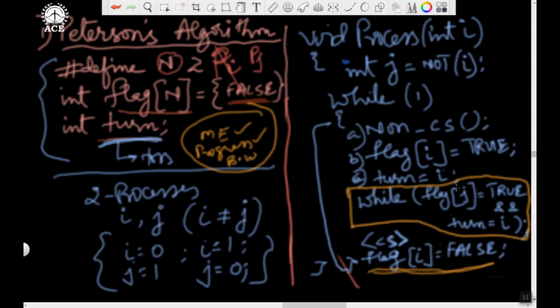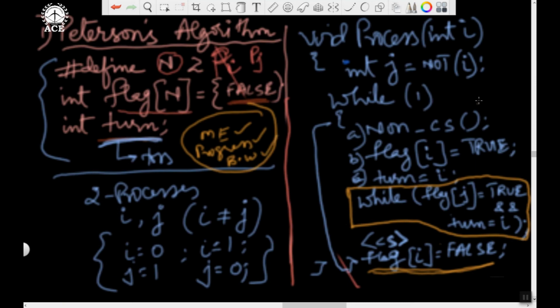Progress is very simple. If flag of j is false, the other fellow is not interested, so it will never prevent the interested one from entering the critical section. And by making a sequential trace, you can prove that if process I enters first, j will not be allowed, and if process I comes out and wants to enter again, it will never be allowed. So therefore it guarantees bounded waiting. This is one of the correct mechanisms for solving the critical section problem, meeting all three requirements.